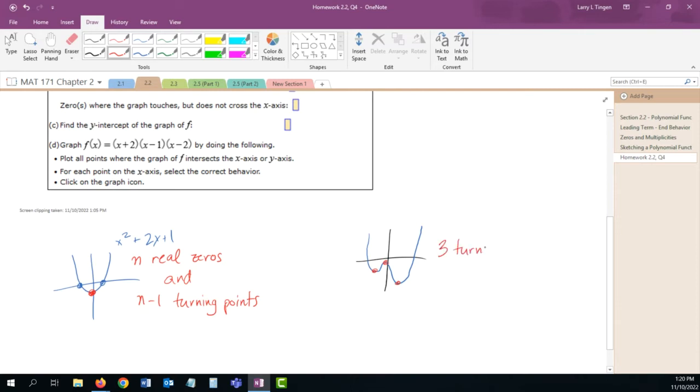3 turning points. Degree n is at least 4. All right. So there's number 6.